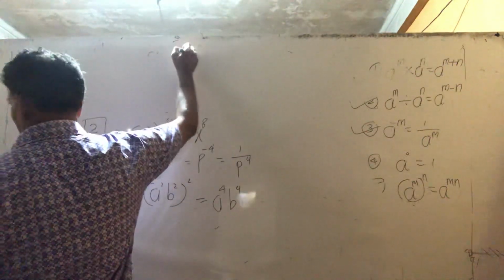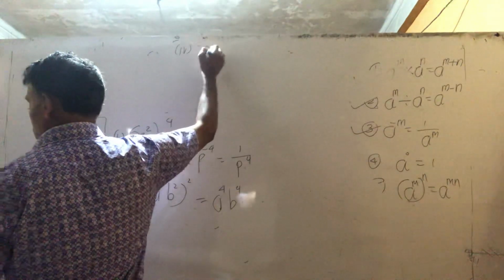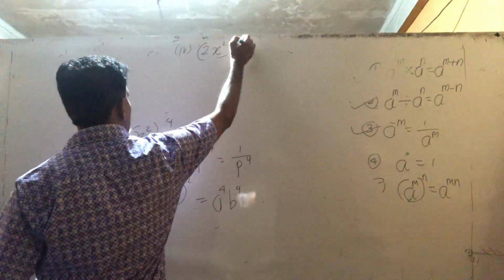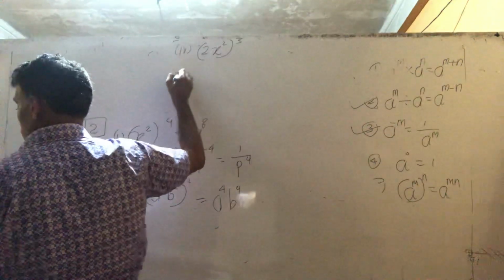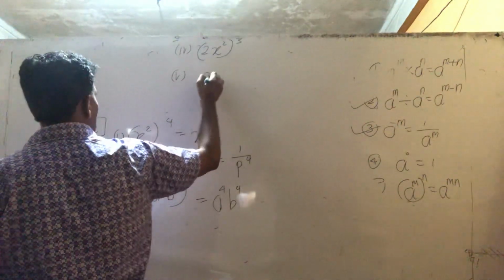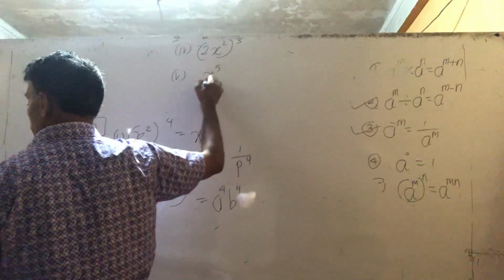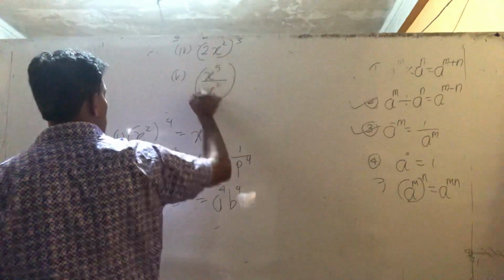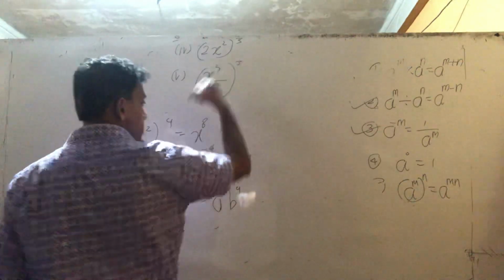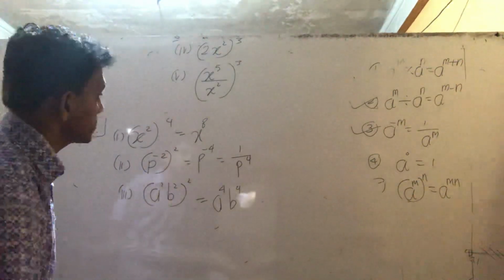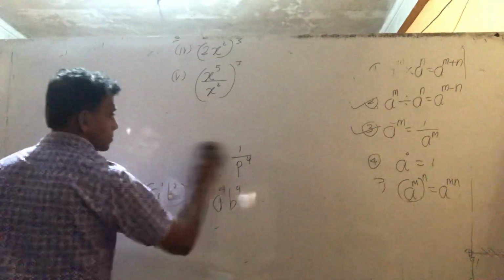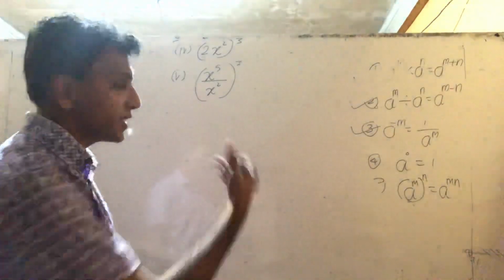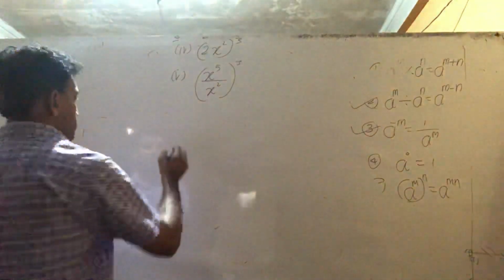Next, fourth question. 2x squared, completely to the power 3, and x to the power 5 over x squared. Something important: this question is now the final part. Stop the video and try with your own knowledge, and we'll discuss and check the answer.